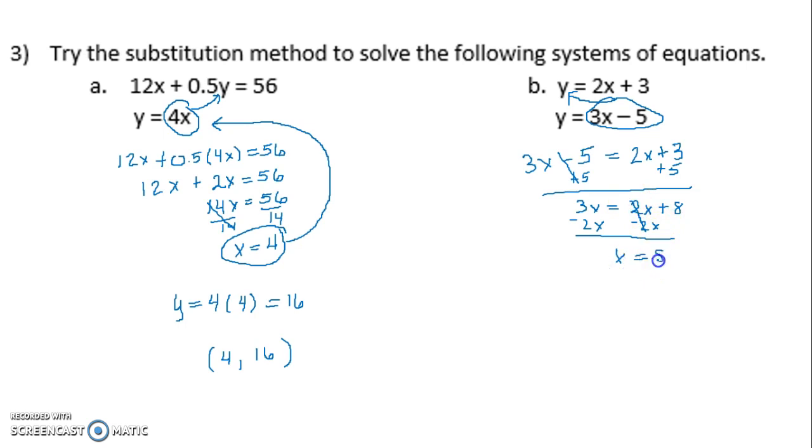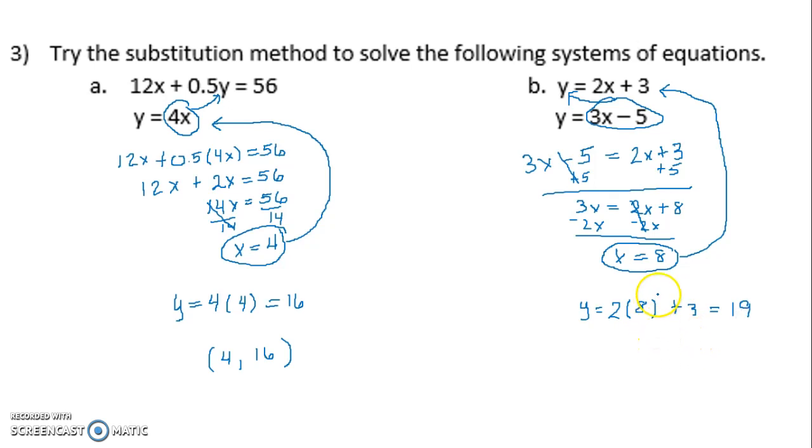Again, I'm not quite done. I have to substitute this back in. It does not matter where I substitute it back in. Either equation will work. And this time, I'm going to use that first equation. But I would get the same answer either way. So y equals 2 times 8, that's where I substituted it in, plus 3. And so 2 times 8 is 16, and 16 plus 3 is 19.